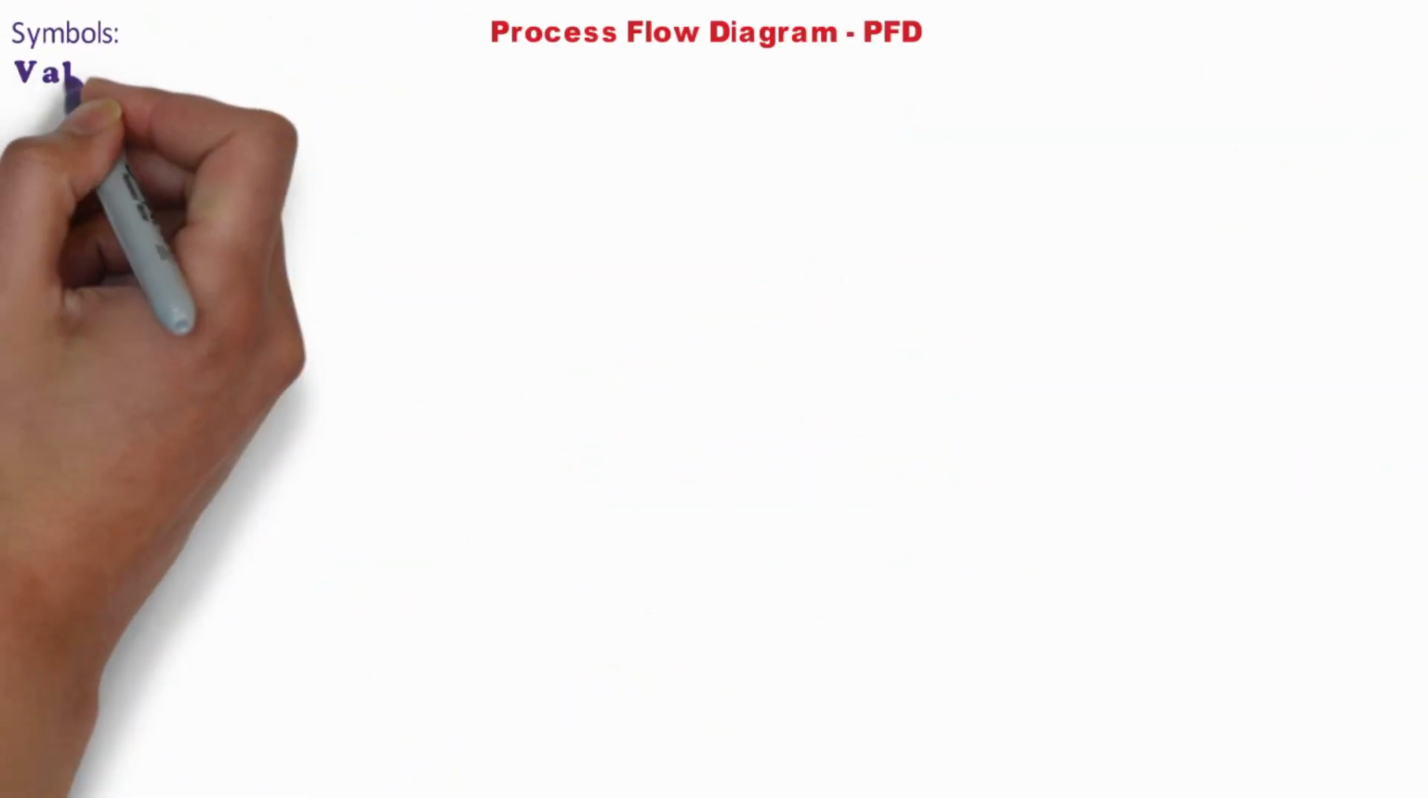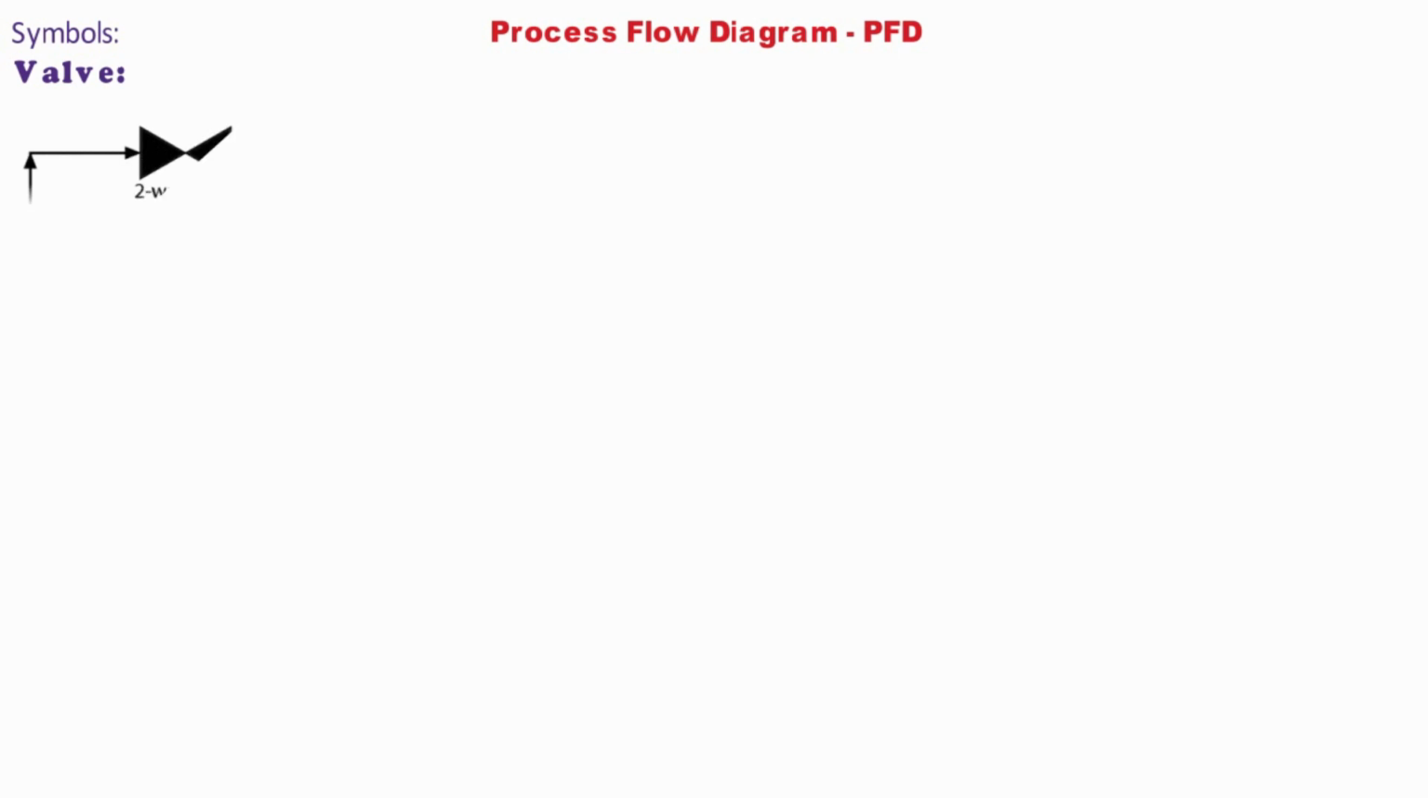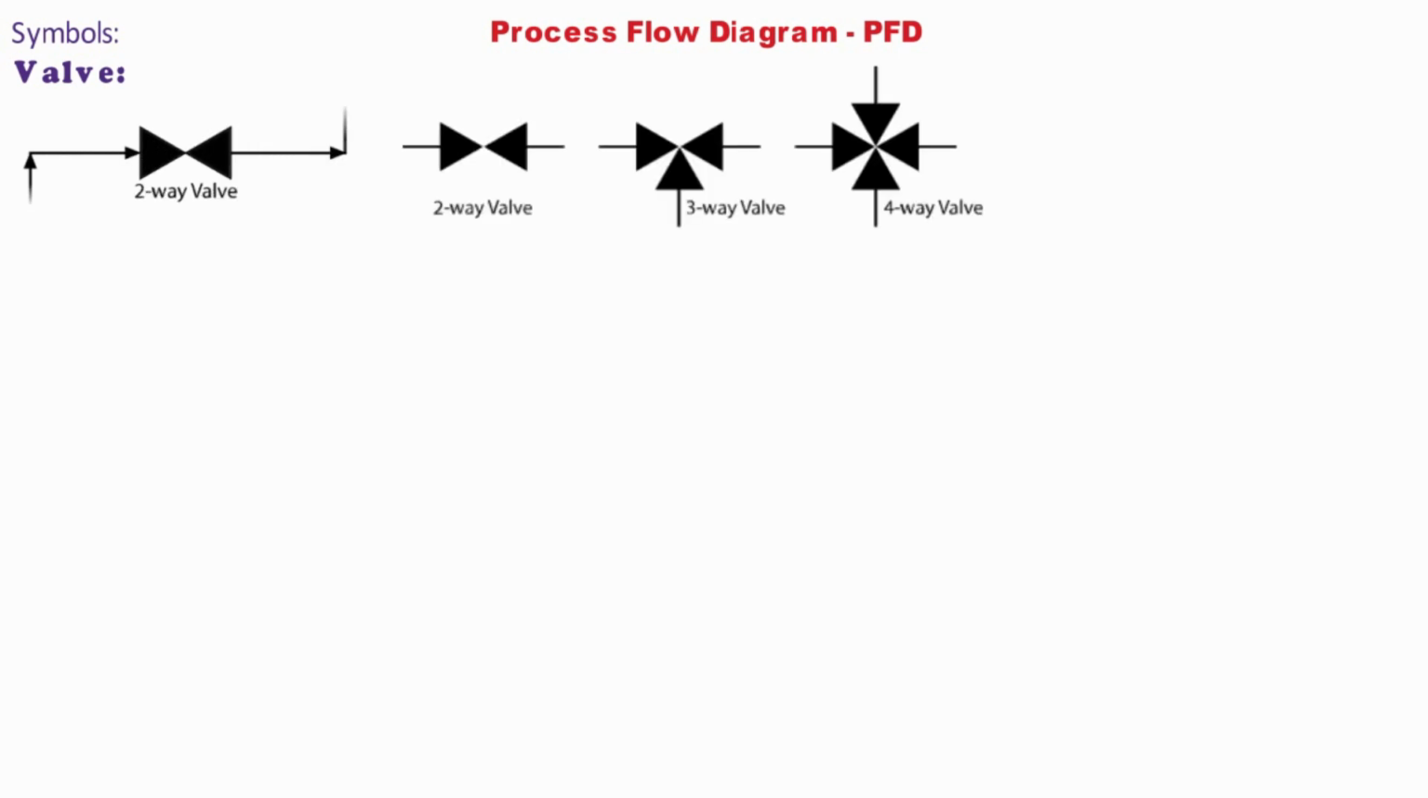This is how we show a valve connected to a pipe. This is a typical two-way valve. Likewise, there are typically three-way and four-way valves, connected as shown on your screens. These are different valve symbols.